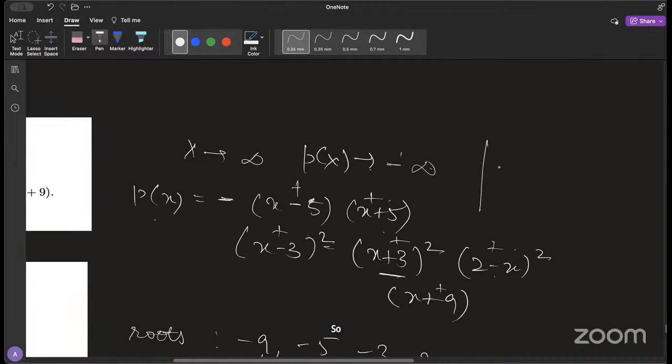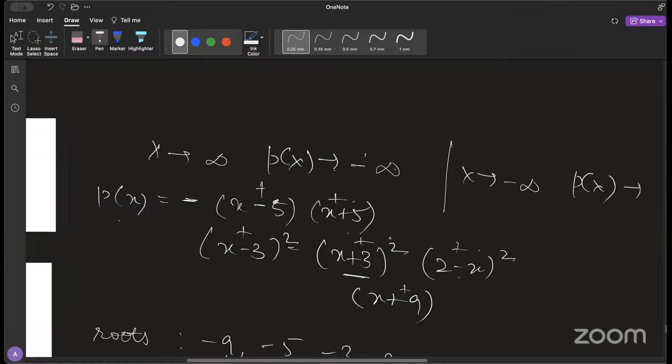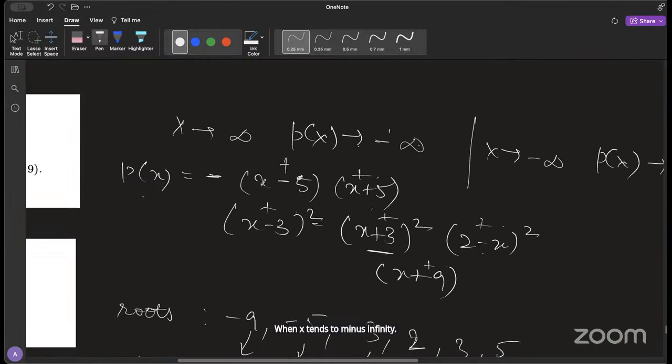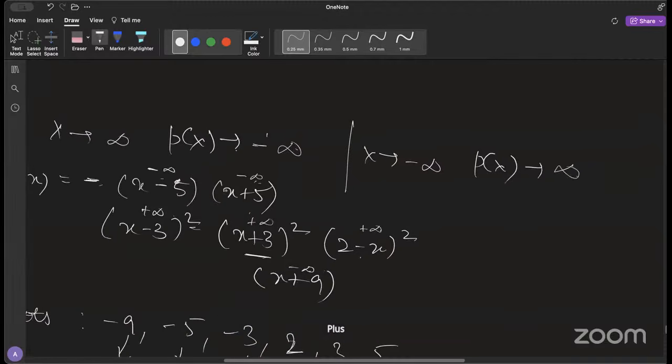So, and then let's take when x tends to minus infinity. When x tends to minus infinity, everything will change here now. This goes to minus infinity, this goes to minus infinity, this goes to plus infinity, this goes to plus infinity, this goes to plus infinity, and this goes to minus infinity. So minus is 1, 2, 3, 4 number of times. That means all over plus, this is going to plus infinity.